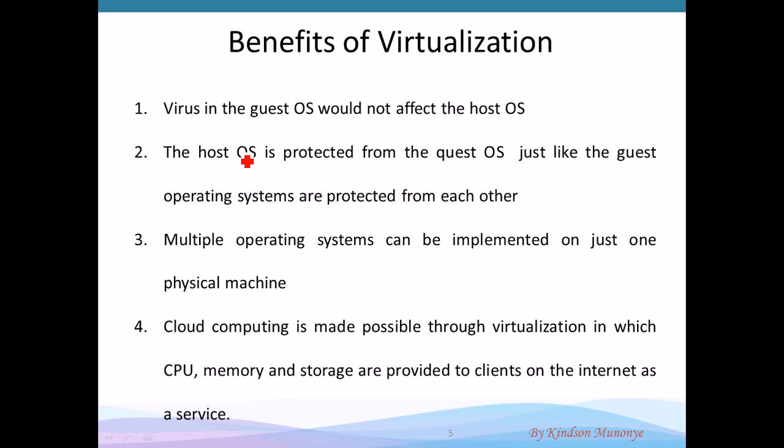Then, multiple operating systems can be implemented on one physical machine. You don't have to buy 7 or 8 servers to run 8 operating systems. You can just run different operating systems on one physical machine. Then we have cloud computing, which is made possible through virtualization. Here the CPU, memory, and hard disk are provided like services. So you may simply not even buy a server. It can be provided from the cloud as a service, and that's why we have software as a service, infrastructure as a service, and platform as a service. I'm going to discuss this in my other video.